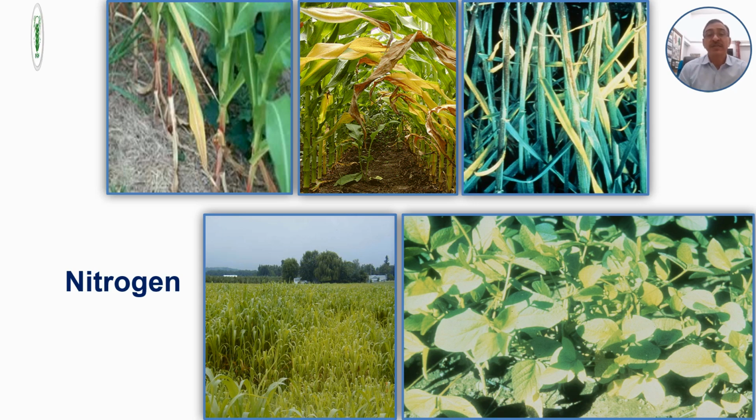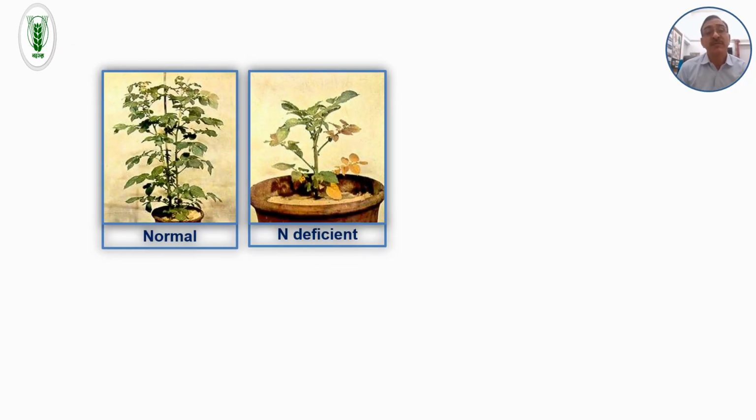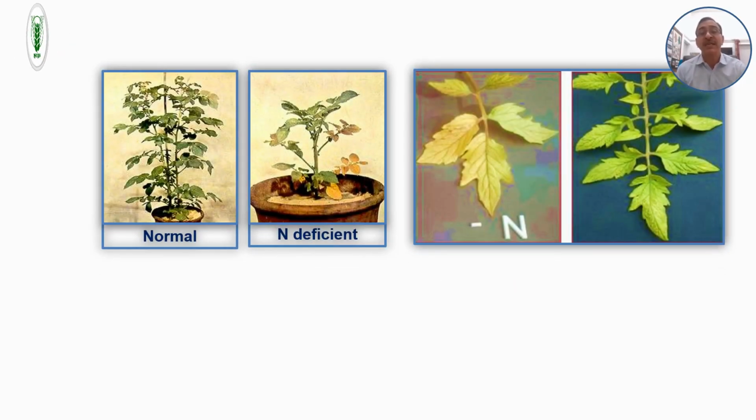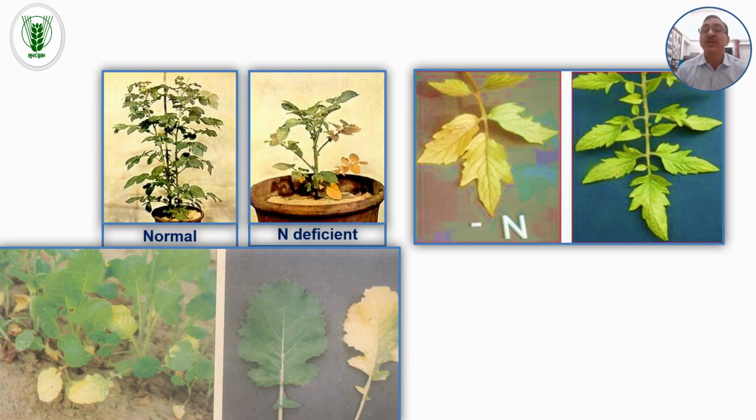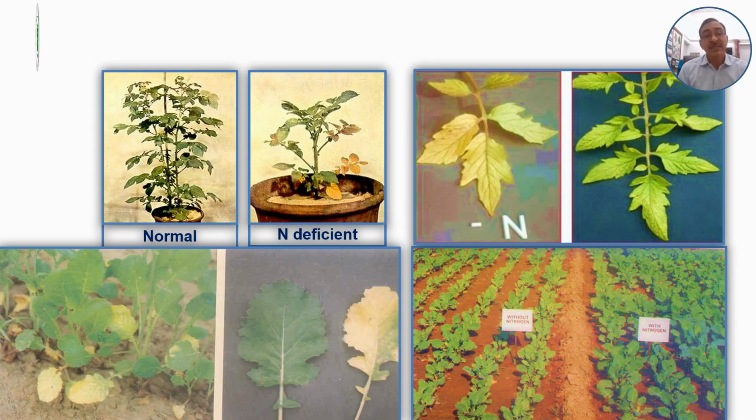But in field conditions we see symptoms like this, the yellowing of the older leaves. We can see through these slides the normal potato plant, then the deficient plant. Tomato leaf we can clearly see. Brassica and crops like maize are very good indicator plants. They give us early signs of nutrient deficiency in the soil. We can clearly see how the brassica leaves are yellowish at the bottom, and the younger ones are green.